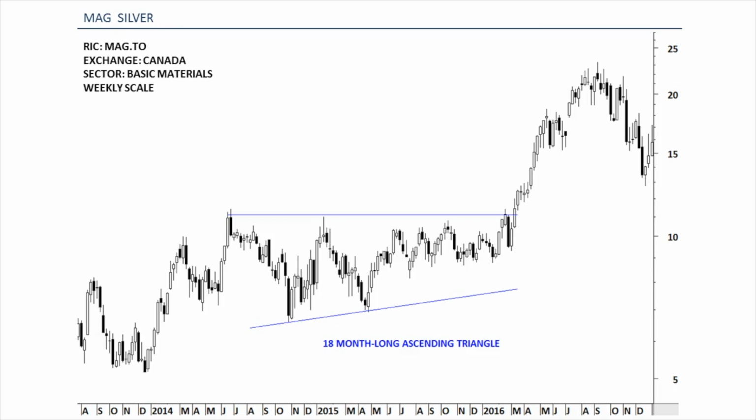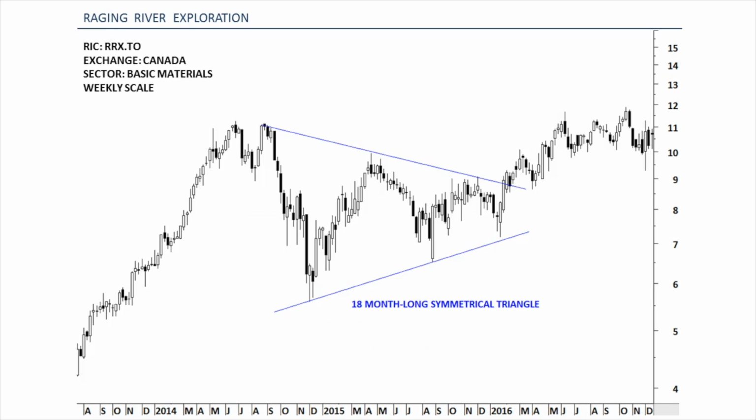MAG Silver completed an 18-month-long ascending triangle that acted as a continuation chart pattern. The breakout from the horizontal boundary was strong and followed by a sharp rally in stock price. The horizontal boundary was well defined and tested several times before the breakout took place. Raging River Exploration completed an 18-month-long symmetrical triangle. Following the breakout, the stock pulled back to the chart pattern boundary and resumed higher.